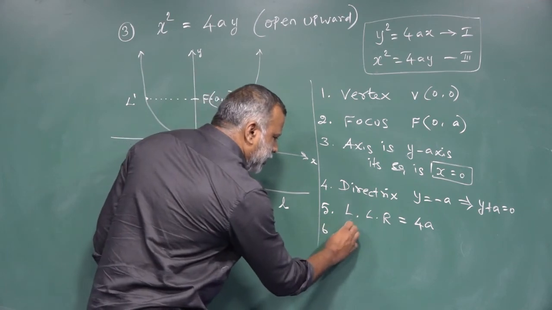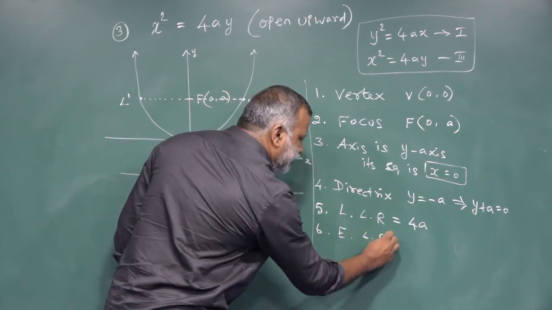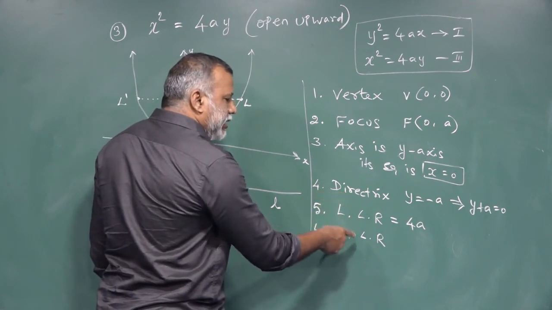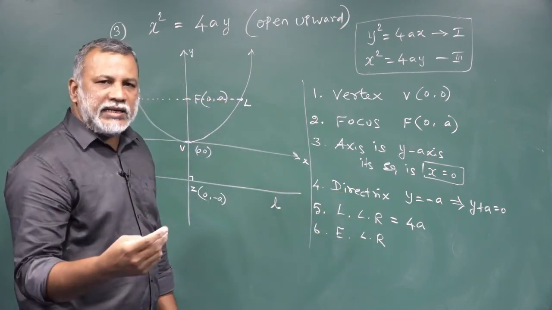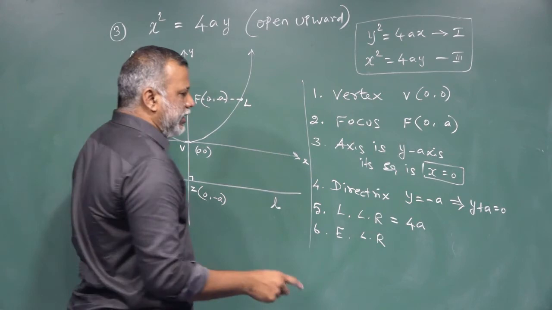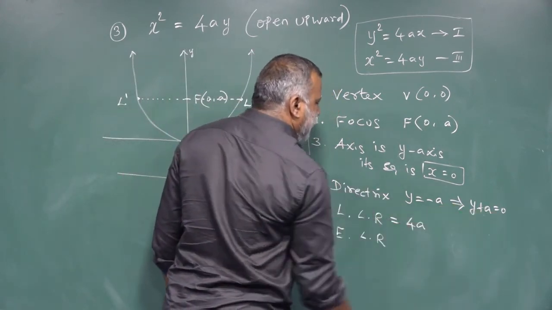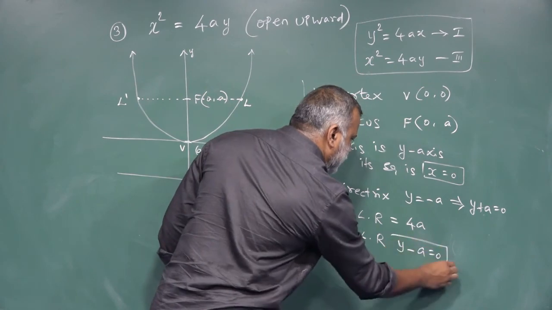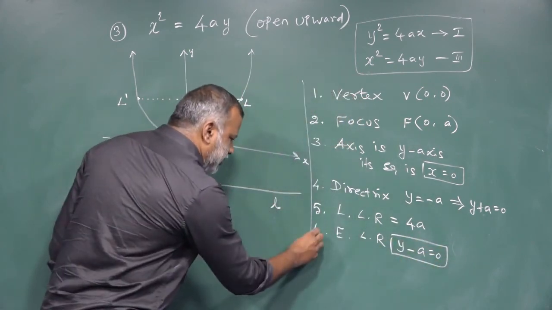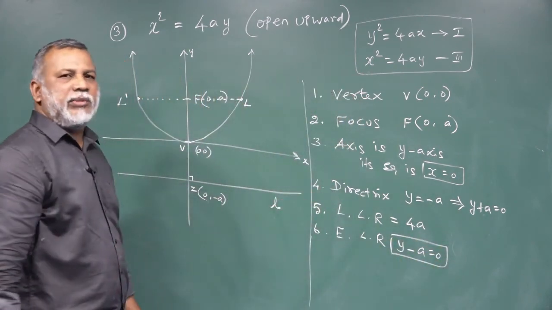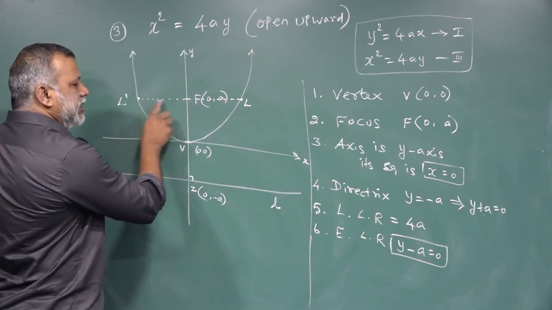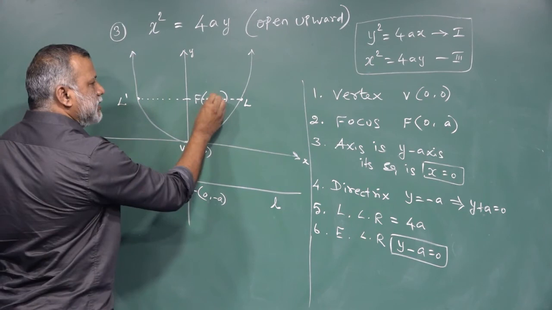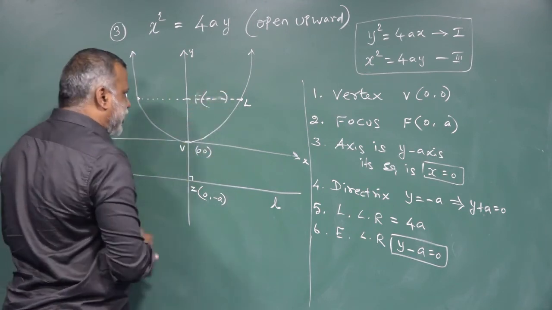Number 6, equation of the latus rectum. I am already explaining. When comparing with the directrix, the equation of the latus rectum changes the symbol only. See here, y plus a equal to 0. You can get y minus a equal to 0. This is the equation of the latus rectum. How are you getting y minus a equal to 0? See, this is the latus rectum. It passes through the focus.